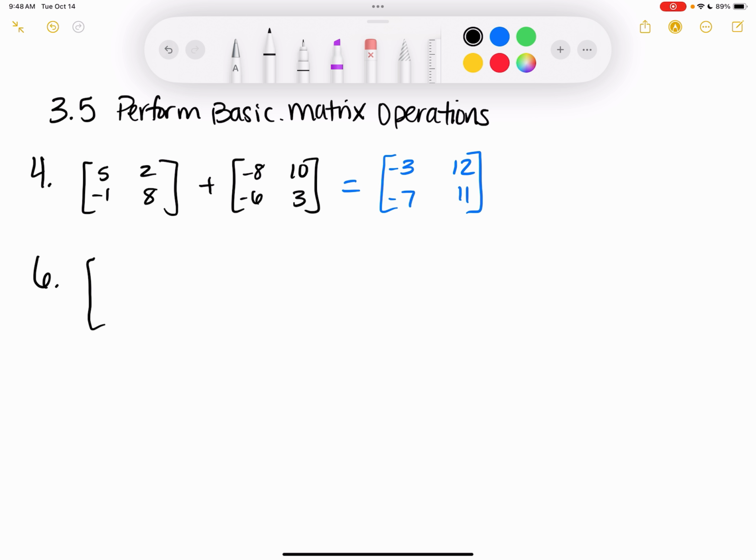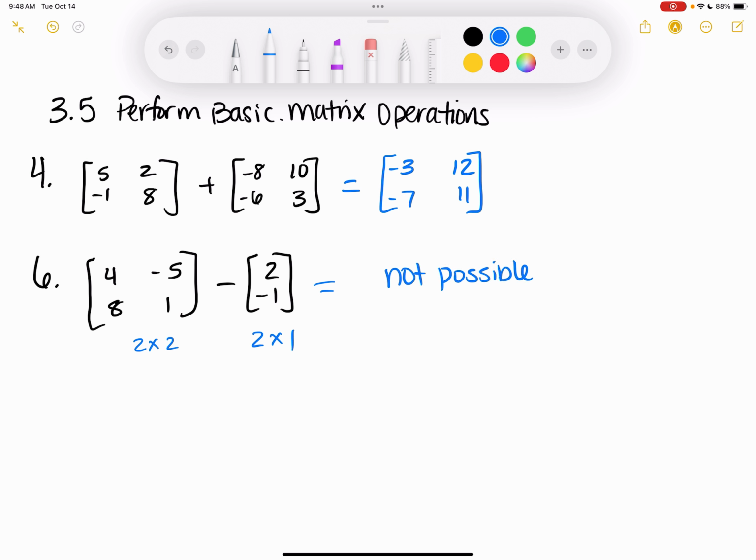I love doing addition. 4, -5, 8, 1, so that's 2 by 2, plus, over here we have a 2 by 1: 2, -1. We do rows first, then columns. There's 2 rows, 1 column, so this one's a 2 by 1. Actually, this is supposed to be a minus sign between here. It's not going to matter. All right, so this is a 2 by 2, and this is a 2 by 1. These are not the same, so this one is not possible because they don't have the same dimensions.